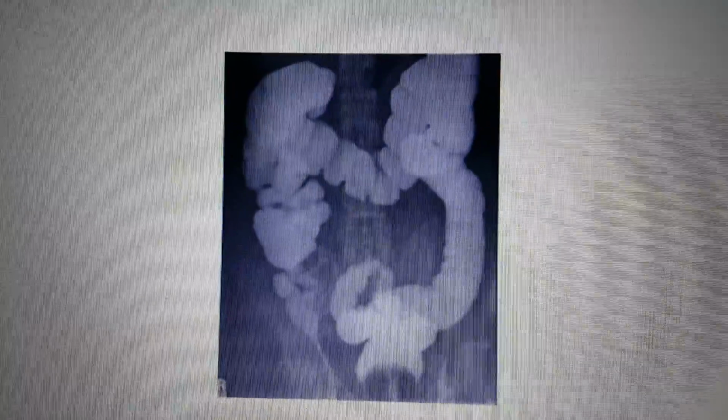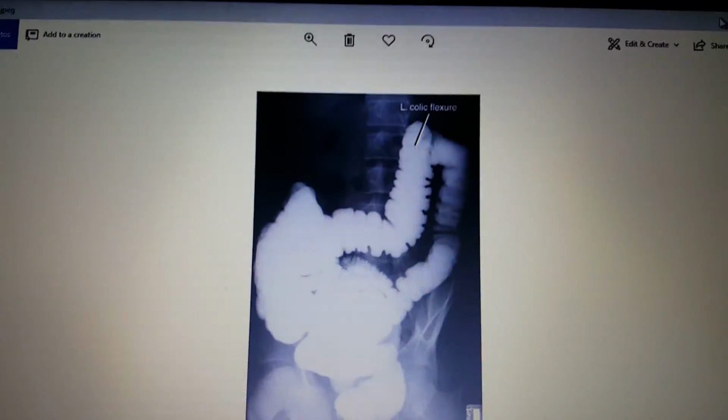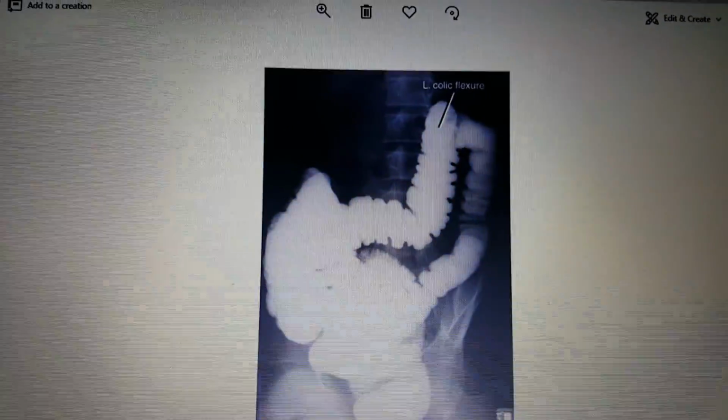Next is your LAO. And for the LAO, you want to see the left colic flexure and the descending colon. You want them to be open with no superimposition. You want to be able to see the entire colon as well. You want to have optimal exposure factors and a marker indicating the side.